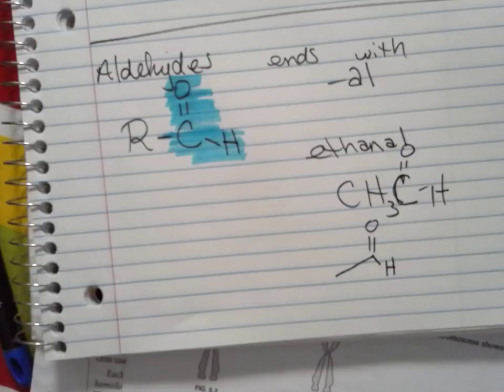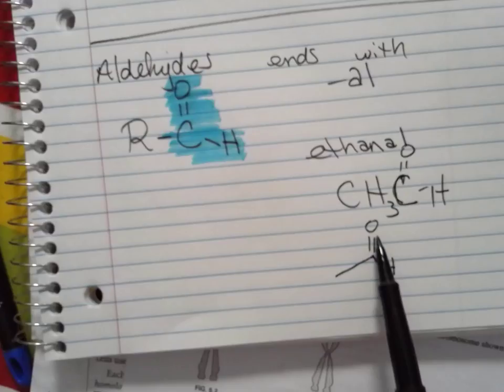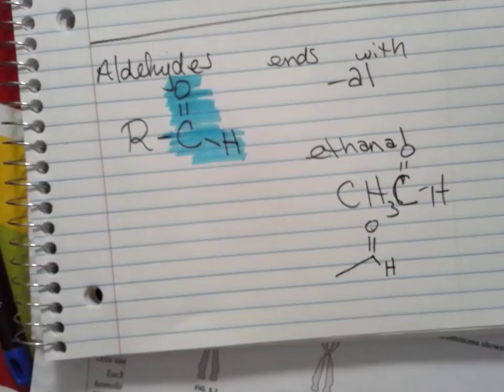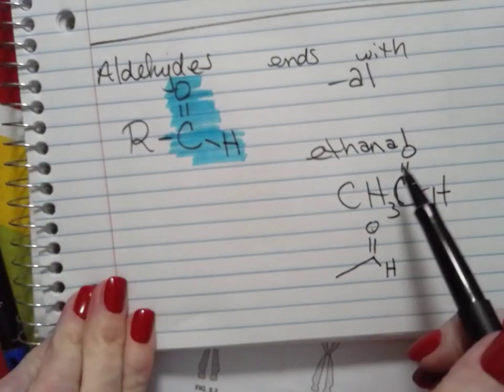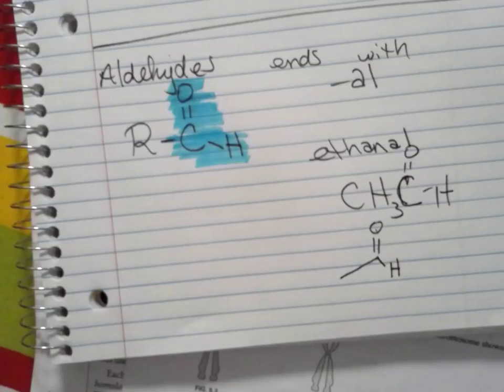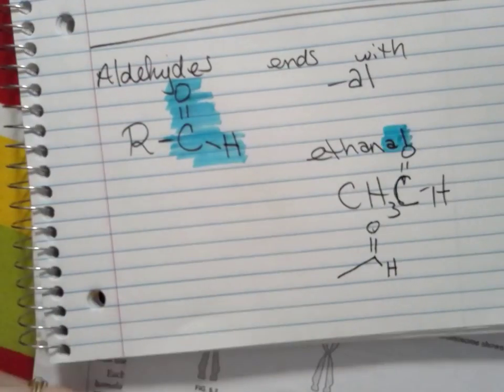Bottom above the C double bond to the O. An aldehyde is doubly bonded to this oxygen with a hydrogen there. Now remember, this is not ethanol. What would ethanol have? An OH.